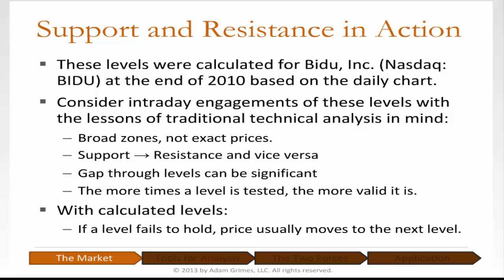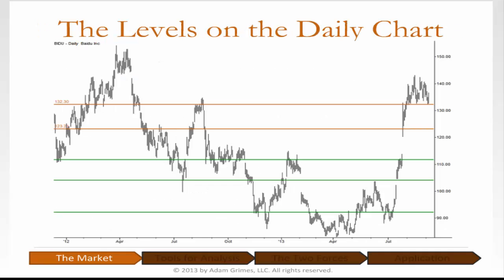With calculated levels like this, one of the things that we're often taught is when a level breaks, price will move to the next level. And we hear that with Fibonacci levels, with floor trader pivots. When one level fails to hold, the market will likely go to the next level and stop. So let's look at these levels. Here these levels are on the daily chart. And this slide is a couple years old, but you can carry these levels forward if you wish. You can see them on the daily chart, but let's dig into intraday.